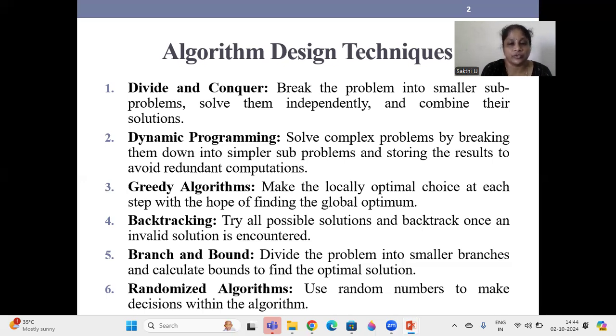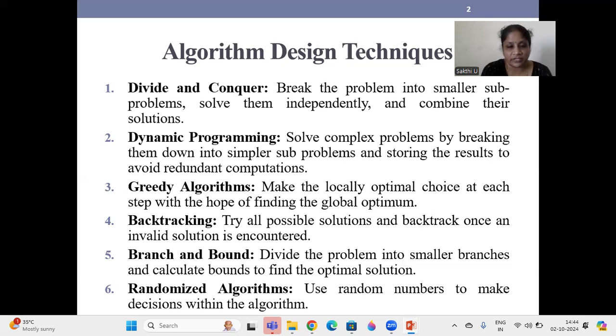And the greedy approach. What is the greedy approach? The problem is solved in multiple stages, and at each and every stage we are searching for the local optimal solution, which we hope will lead to the global optimal solution. It has a disadvantage: a local optimal solution does not always give the global optimal. There may be some cases where it can have issues.